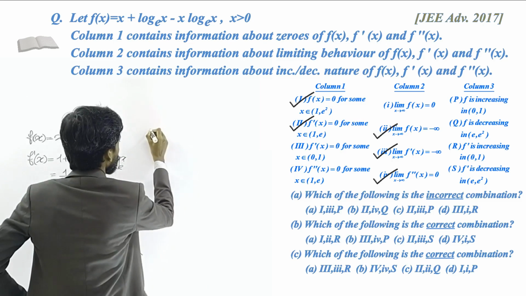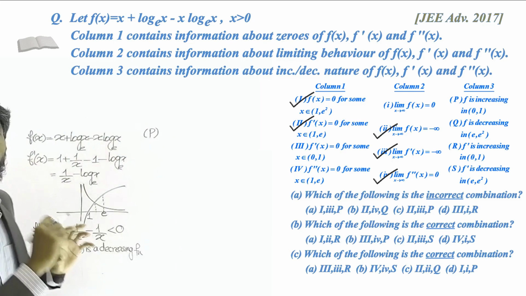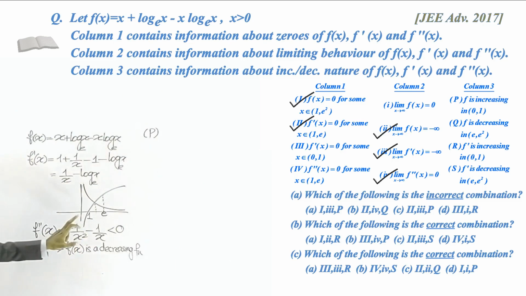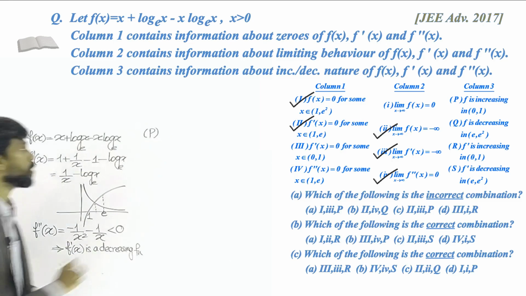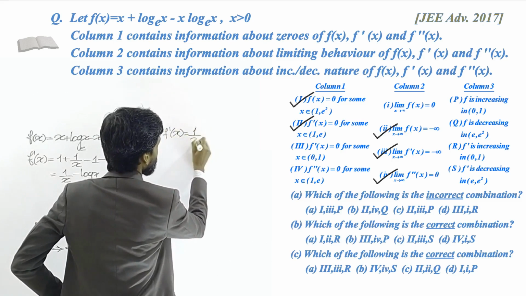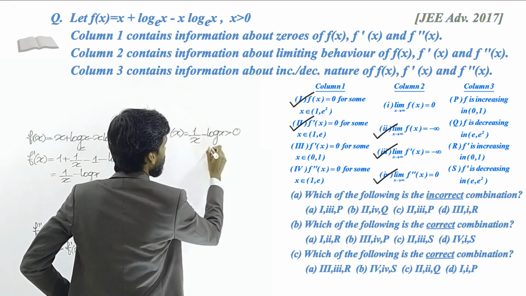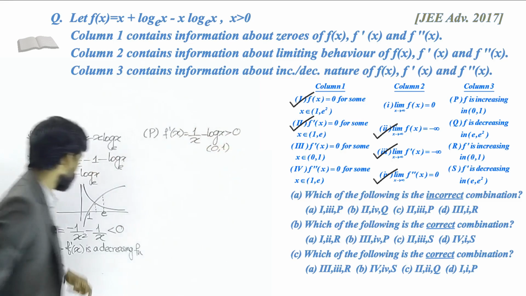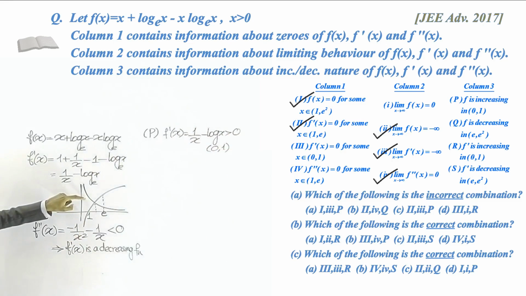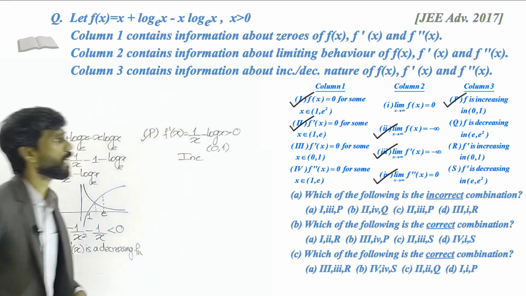Now the next column, P. f is increasing in 0, 1. In that interval, is f increasing? We know that 1 by x is greater than log x, right? So f dash of x is 1 by x minus log x, which is greater than 0 in the interval 0 to 1, because between 0 and 1, 1 by x is greater than log x. That means this value is positive, so it is an increasing function. That means this is correct.